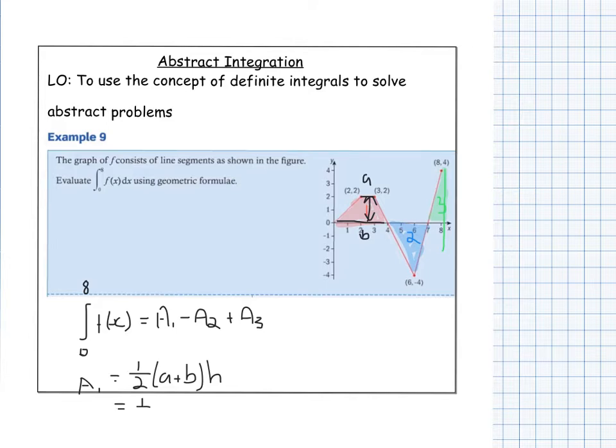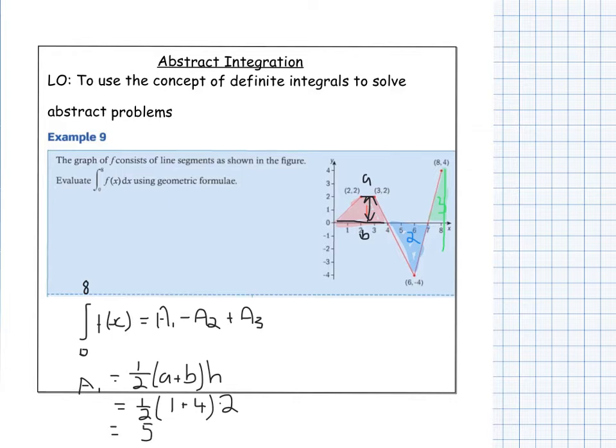Let's substitute the values in. Our a value is from 2 to 3, so that's going to be 1. Our b value is from 0 to 4, so we've got 4. And h is from 0 to 2, so 2 for h. This gives us a result of 1 plus 4, 5, divided by 2 gives me 5 over 2, times by 2 gives me 10 over 2, which gives me 5 units squared.